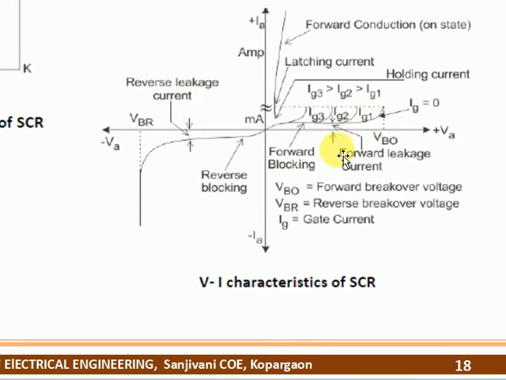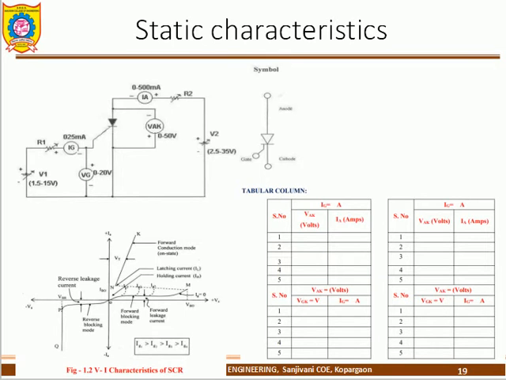So forward breakover voltage, forward conduction mode, and then reverse breakover voltage, reverse conduction mode. Next, you have seen the same diagrams that I showed you. Practically, you will do it like that. This is the gate triggering method. Another one is that you will conduct a test on it.